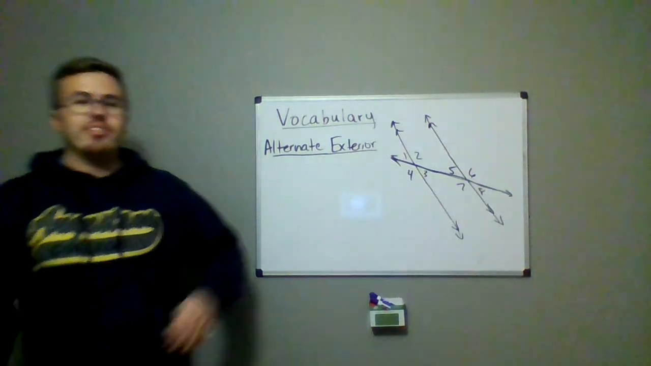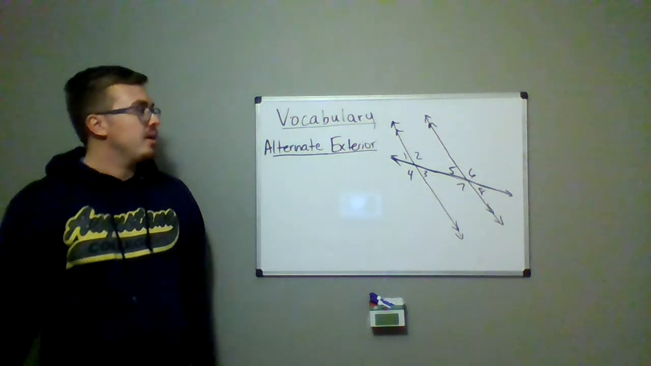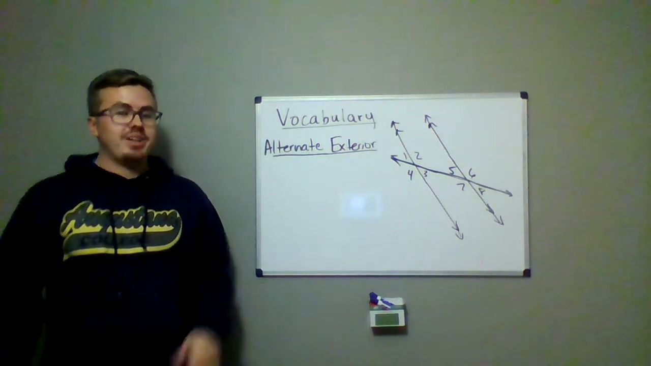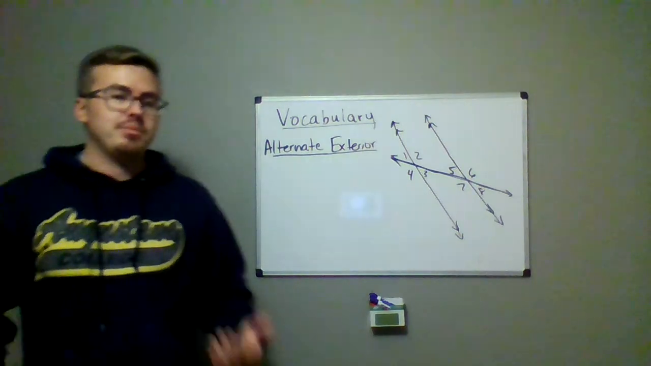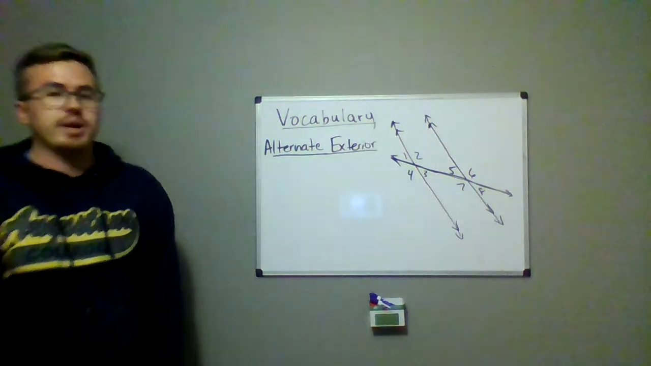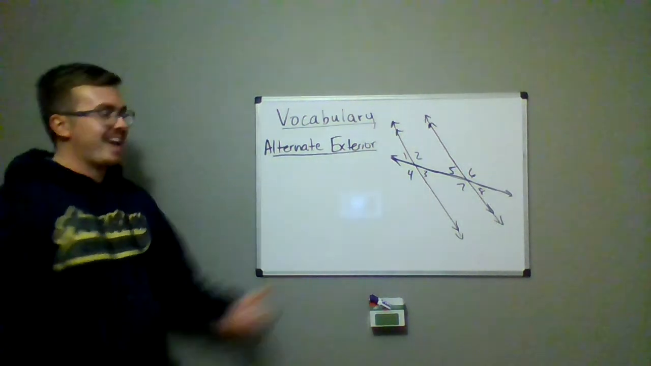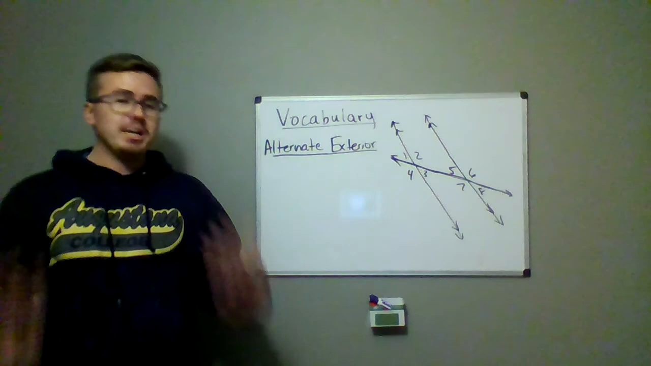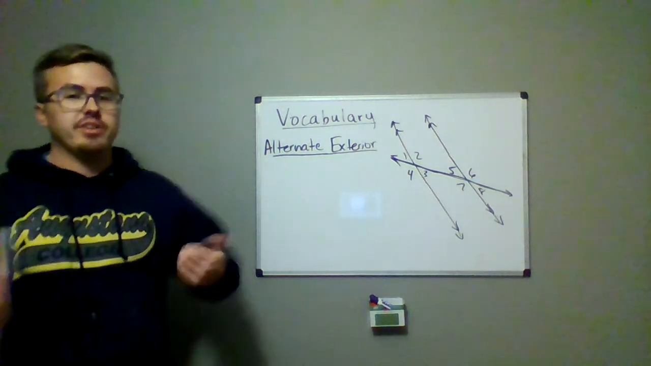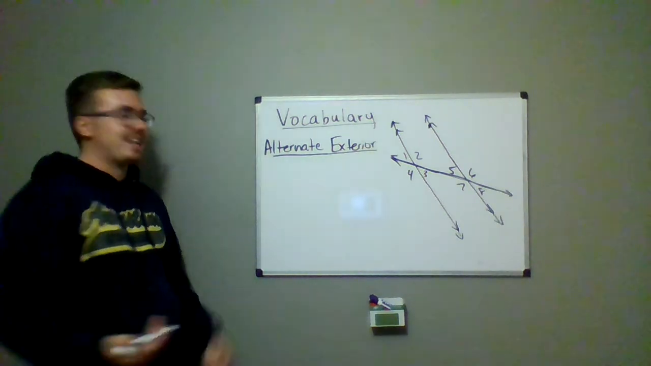All right, I got another different looking diagram, so you might want to draw this one down because this one might look a little bit different than the ones that you got in your notes, but it's the same thing. We've got our parallel lines and then our transversal going right through it. So in this one, we're talking about alternate exterior. It's going to be very, very similar to alternate interior. The only difference is it's on the outside of the parallel lines instead of inside.